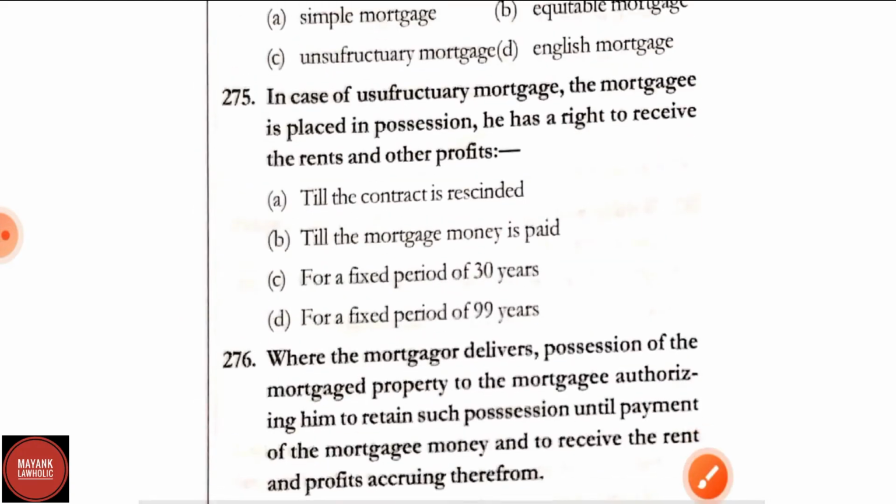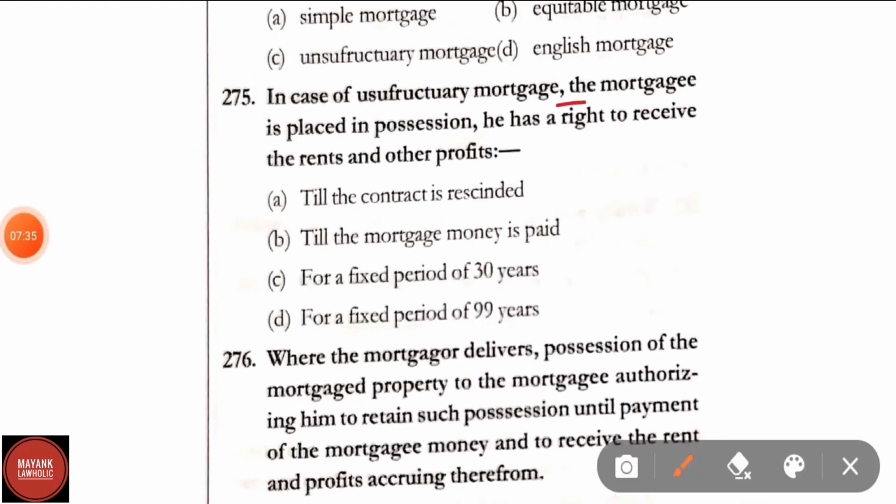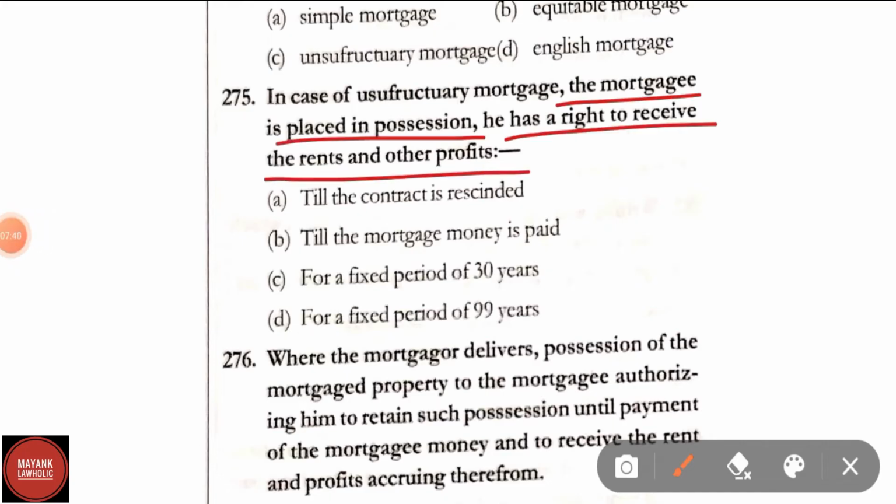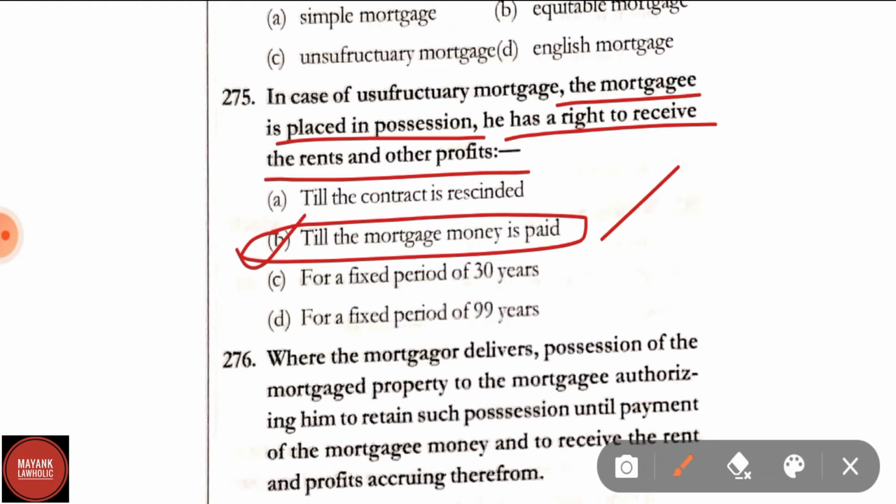Question number 275. In case of usufructuary mortgage, the mortgagee is placed in possession. He has a right to receive the rents and other profits: option A, till the contract is rescinded, till the mortgage money is paid, for a fixed period of 30 years, for a fixed period of 99 years. Here correct answer is option B, till the mortgage money is paid.